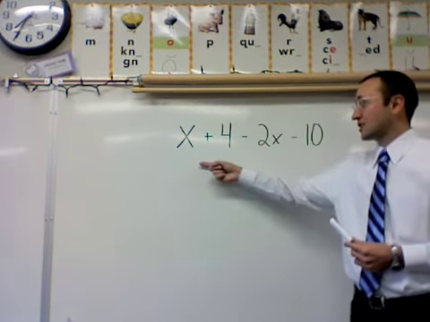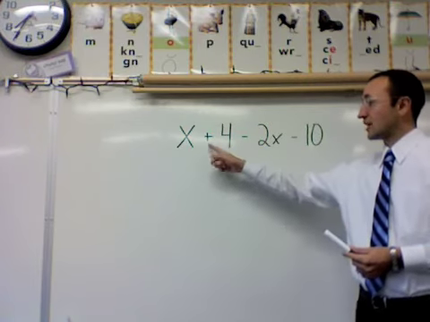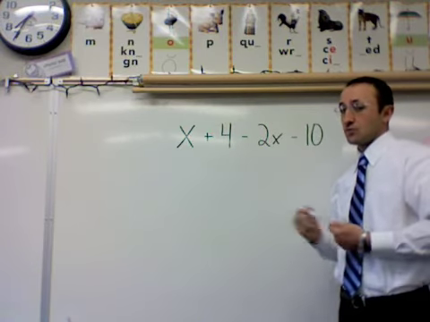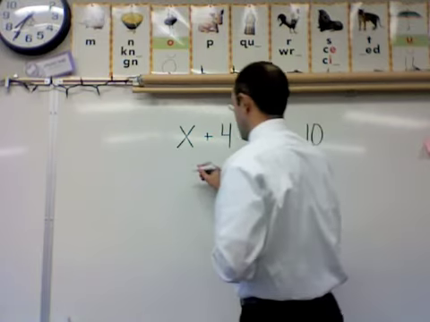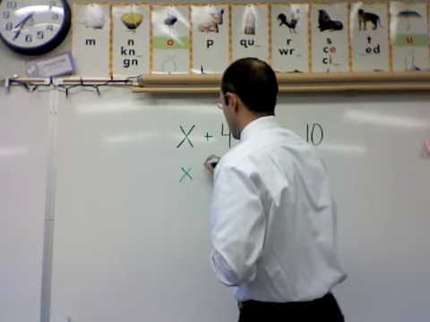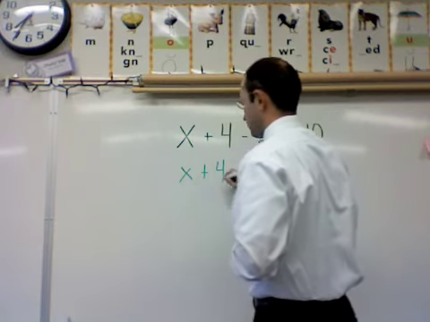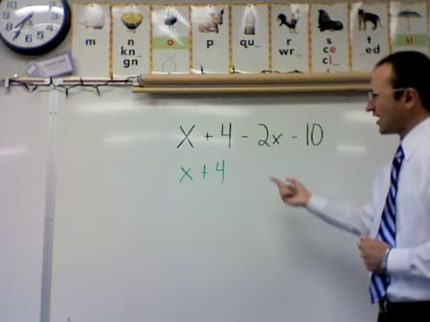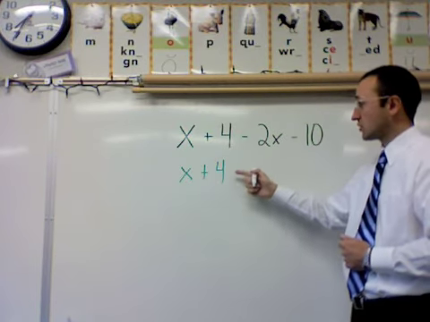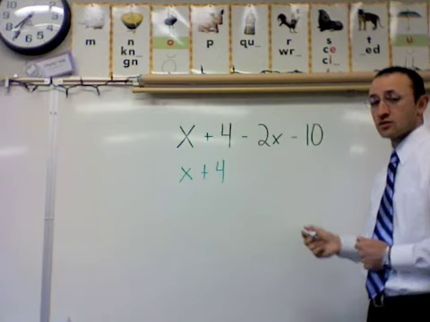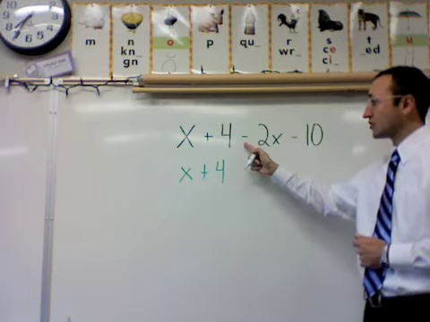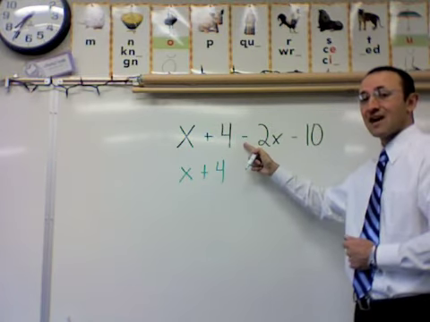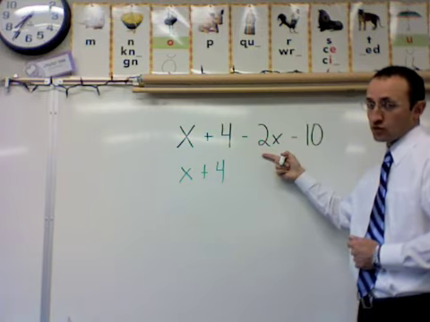Now we start off with x plus 4, which is great. It already has addition, so I'm not going to change that. I'm just going to rewrite that part now. x plus 4. We leave it alone. Now here's where I want to make my first change, because it's 4 minus 2x. Well, I can turn this into an addition problem if I add the opposite of 2x.